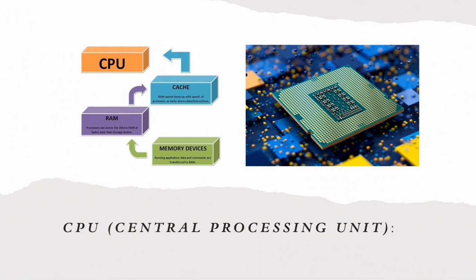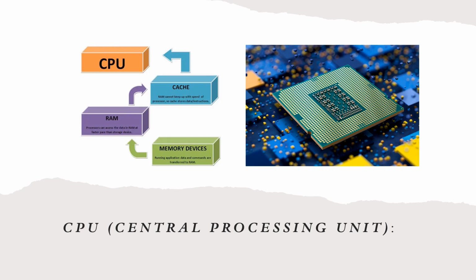At a high level, computer architecture can be divided into two main components: the central processing unit, CPU, and the memory system. The CPU is responsible for executing instructions and performing calculations, while the memory system stores data and instructions that the CPU needs to access. Here are some key concepts and components of computer architecture for better understanding.